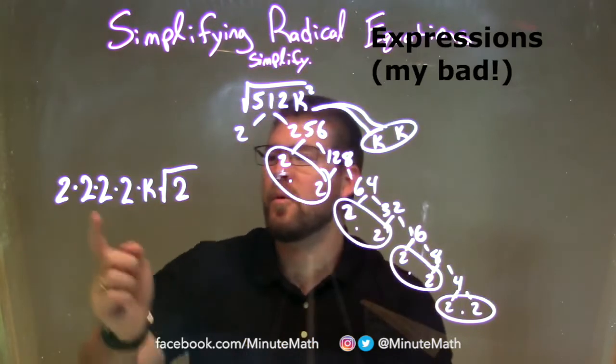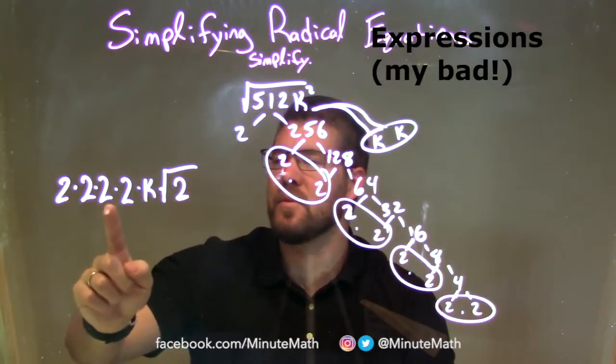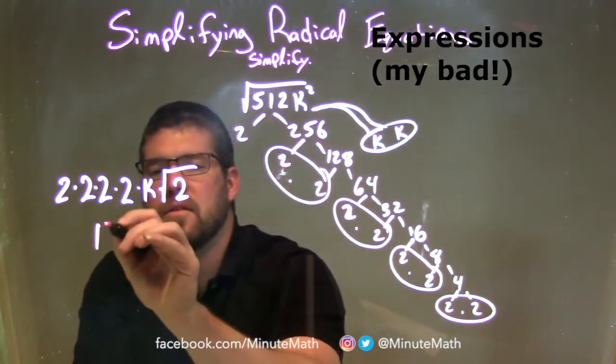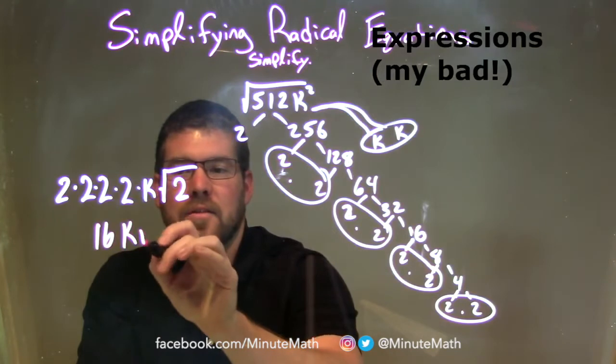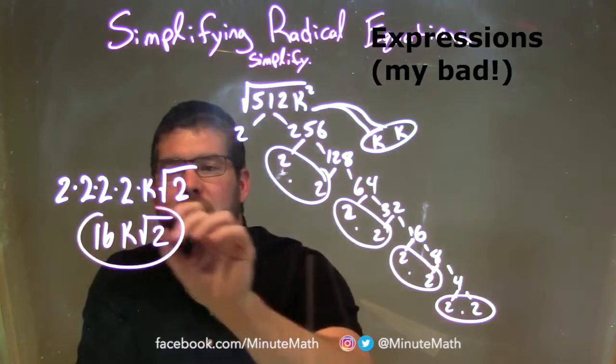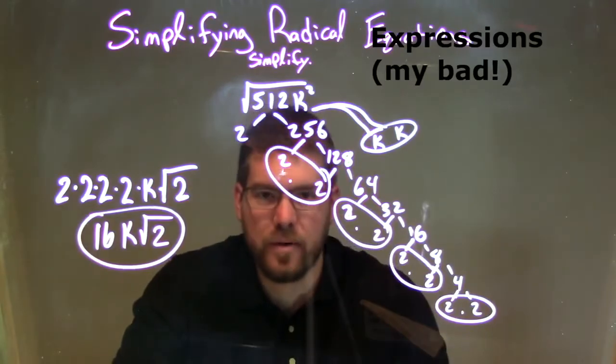So now we simplify. What's 2 times 2 times 2 times 2? 2 times 2 is 4, times 2 is 8, times 2 is 16. So you have 16 here, k being on the outside, 16k times the square root of 2. And that is the final answer for how we simplify the square root of 512k squared.